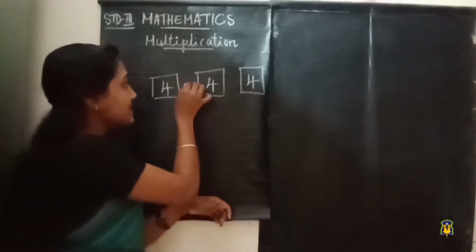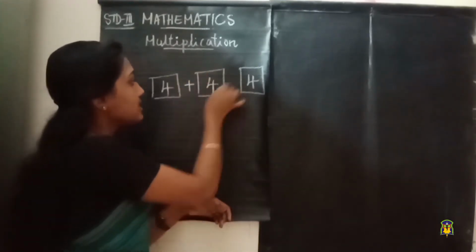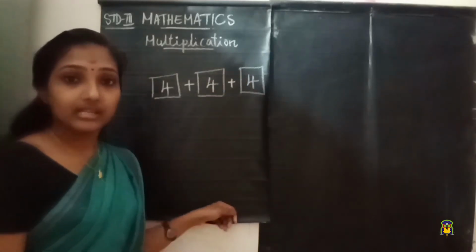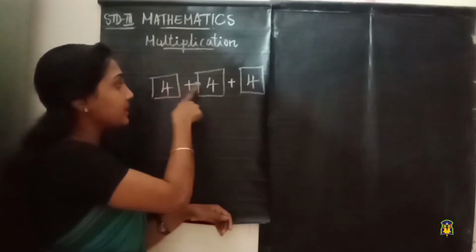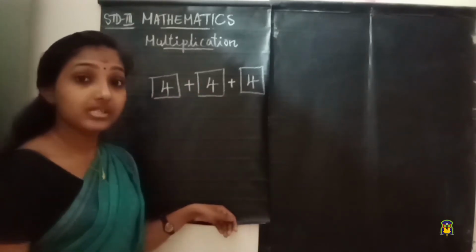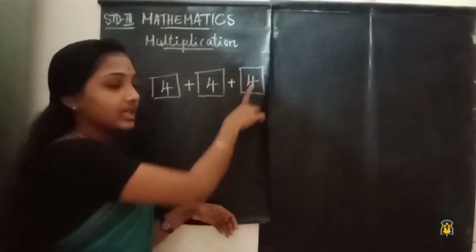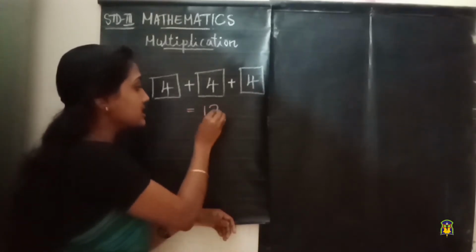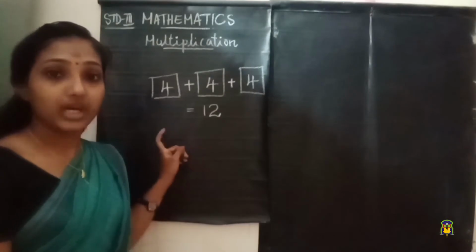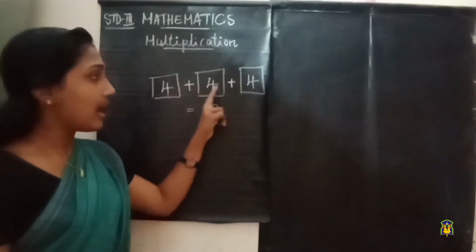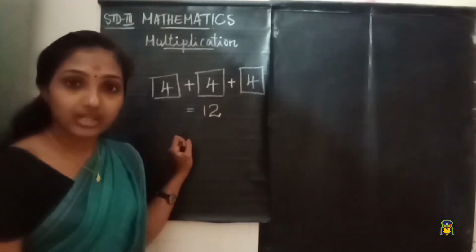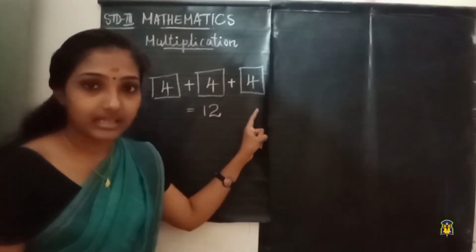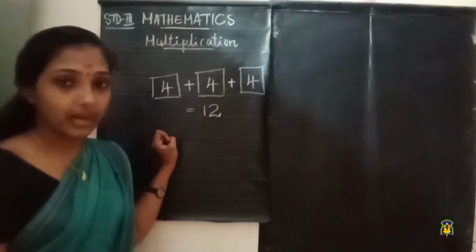We can just add it and find out, right? 4 plus 4 plus 4 gives the total number of mangoes. 4 plus 4 is 8. 8 plus 4 gives 12. So here the total is 12. So what have we done here? We have added the same number 3 times, right? We have repeatedly added the same number.